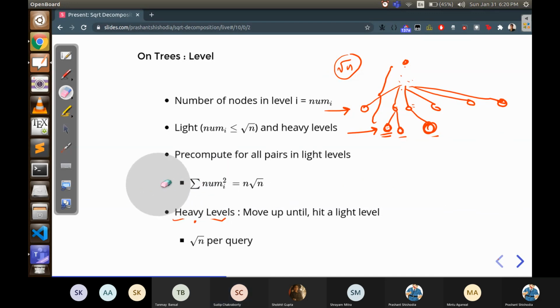The point here is, consider this. I am claiming that even though for some levels you might take more time, amortized you won't take more time than n root n. By amortized I mean that in total you will just take n root n time.